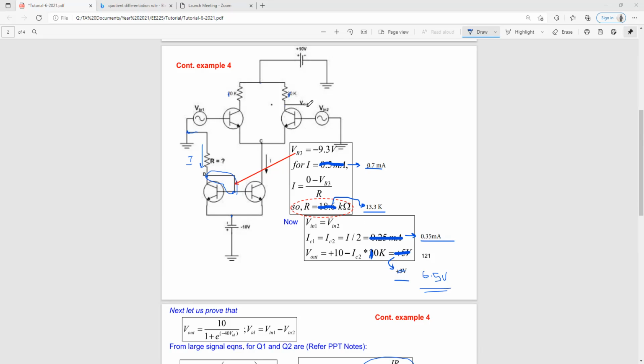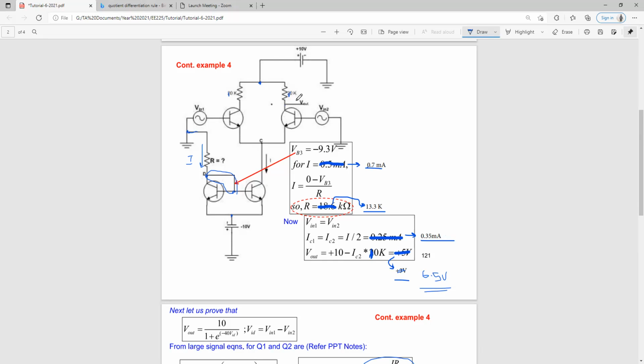So V out is at this particular point. If we write Kirchhoff's law, or the loop equation for this branch, our V out is equal to VCC minus I times R. VCC minus I times R gives this junction. Our VCC is positive 10 volts. So 10 minus I times RC. The I value is IC2, which is equivalent to IC1, equal to 0.35 milliamps. So IC2 times 10 kilo ohms.